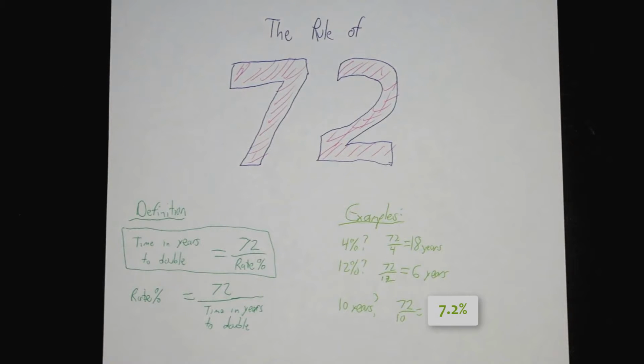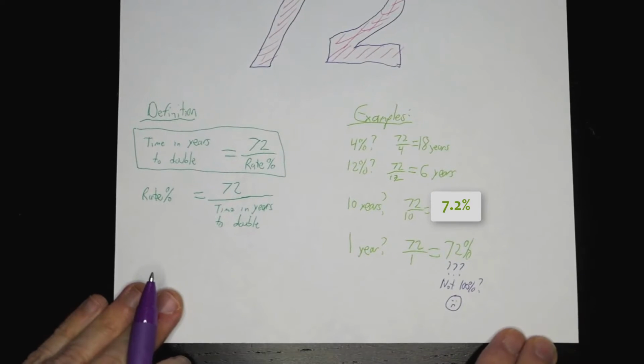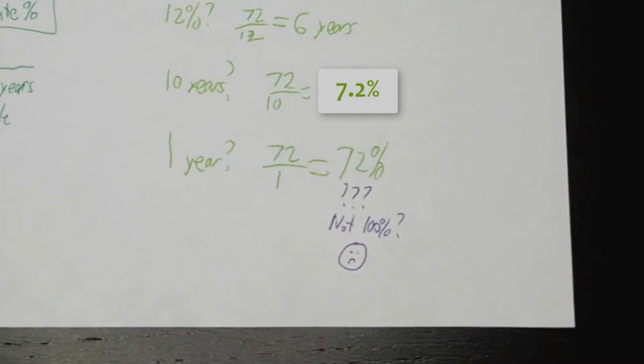This isn't an exact calculation. For example, for something to double in 1 year, you'd kind of expect it to be 100%, right? But 72 over 1 is 72%? It doesn't work. So even though it was way off there, it's still a great approximation. So let's talk about why this works.